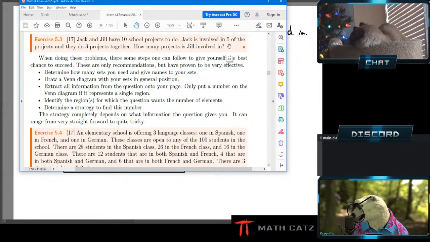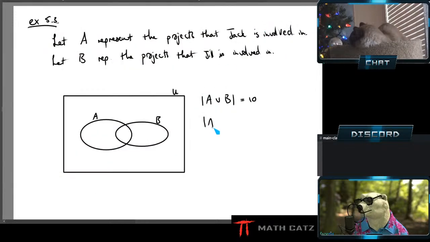Because they only say Jack is involved in 5 of the projects. That means he is involved in 5 of the projects. On his own or with Jill, he's doing a total of 5 projects. It's not a single region. I'm not going to put it in because there is a serious risk of misinterpreting that 5 later on in a bigger question.